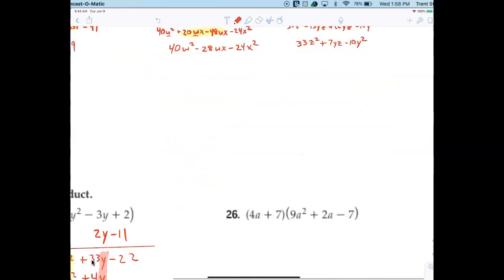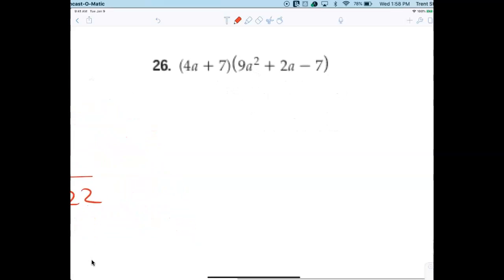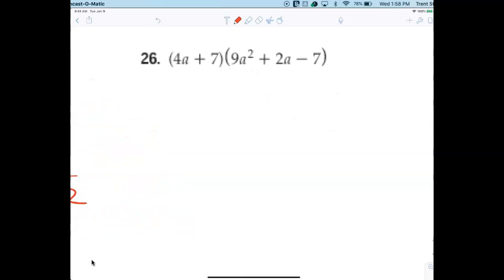All right, so 24 was a word problem, so here we go with 26. Come on, guys. Write it down. There's no shortcut here. 9a squared plus 2a minus 7, times 4a plus 7. All right, I'm going to pause the video, give you a minute.